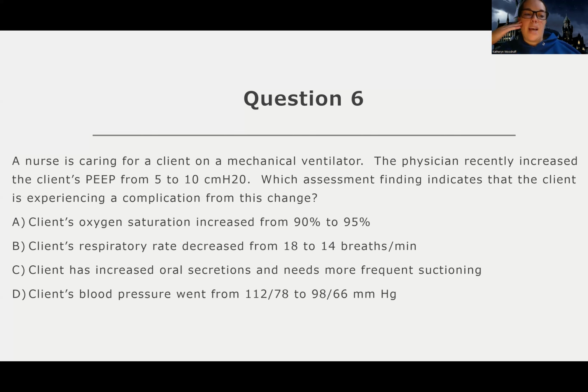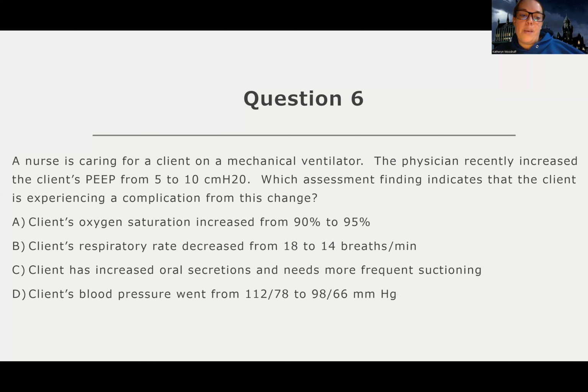So I really have to ask myself, let's say I had no knowledge of PEEP, is C or D more scary? Am I worried about more oral secretions or am I worried about a decrease in blood pressure? Just based on ABCs, I'd be more worried about a decrease in blood pressure. So D seems like the best answer here. And it's the correct answer, just in case you're wondering.